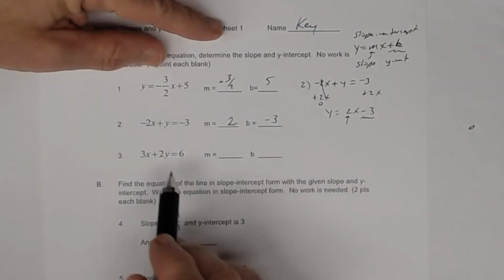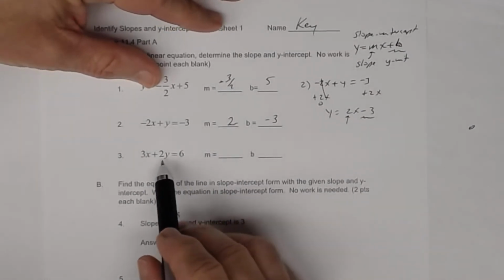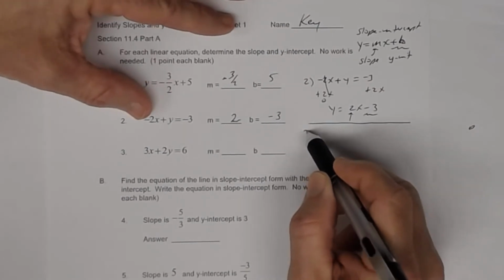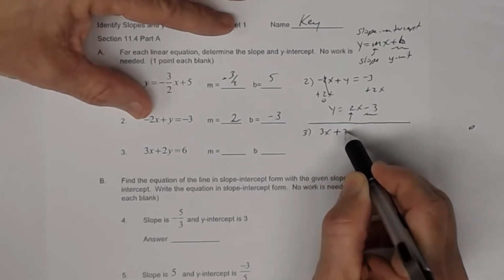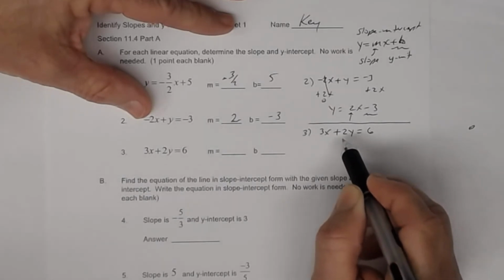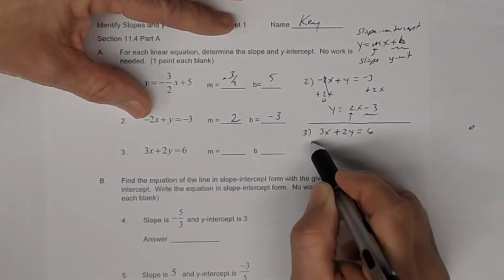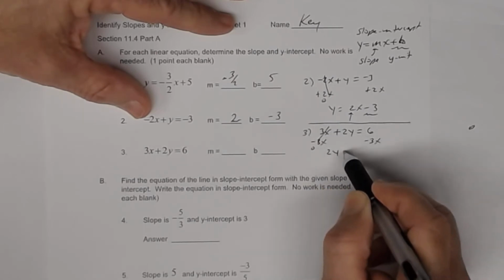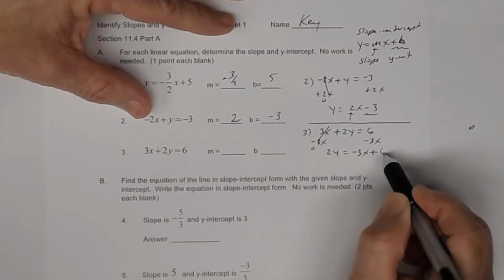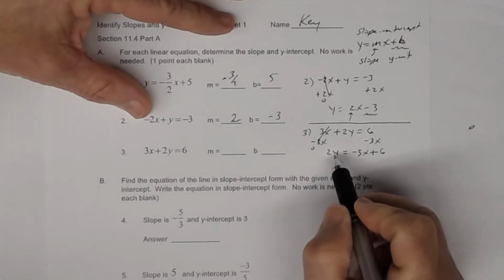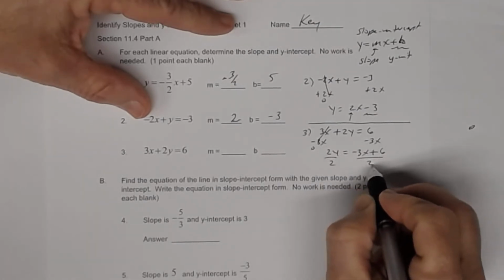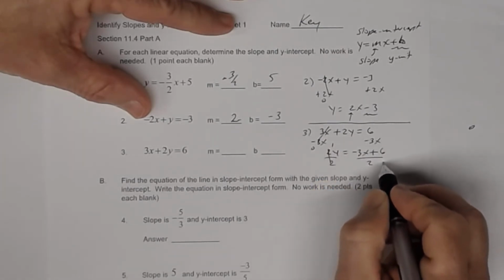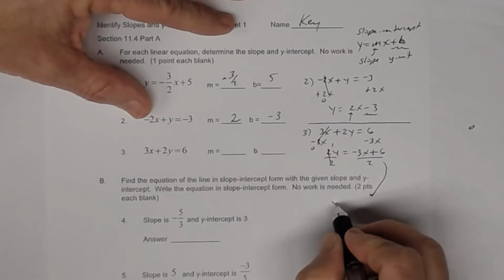And number three, we're going to do the same thing as in number two. We're going to solve for y, get y by itself. So let's put that here. I have 3x plus 2y equals 6. Let me subtract 3x from both sides first. When I do that and combine like terms, I get 2y equals -3x plus 6. Now I'm going to get y by itself, so I'm going to divide both sides by 2. What you do to one side, you do to the other. And then when you reduce, you get y equals.